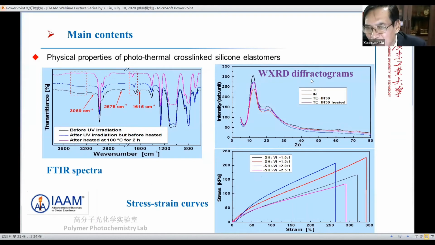This is the XRD diffractogram. This is the stress-strain curves. So we have the persistent, 200, 250 and 300% breaking elongation.